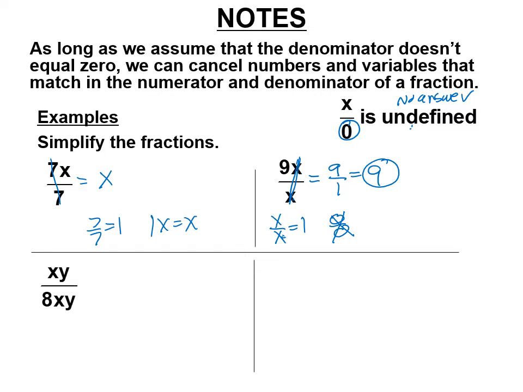All right, so what can we do here? We can cross out the x's and we can cross out the y's, right? Because x over x is 1, y over y is 1. But there's nothing left in the numerator, so what do you put there? You put a 1, not a 0. And then there's still an 8 there, and the answer is 1/8.